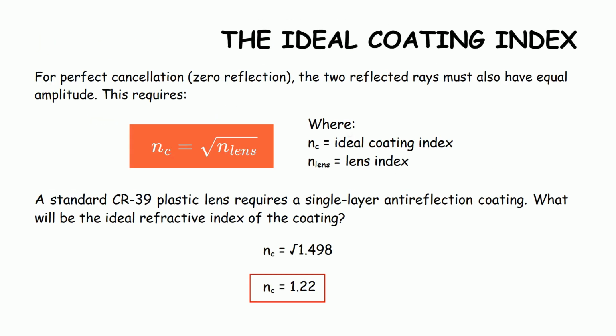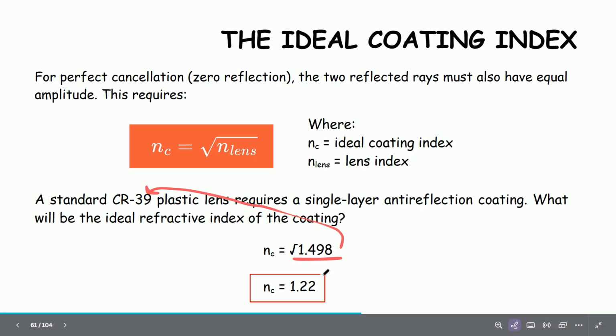And then how do we identify the ideal coating index for perfect cancellation, zero reflection? The two reflected rays must also have equal amplitude. This requires just the square root of the lens index. So our equation is N coating is equal to the square root of N lens. For example, a standard CR39 lens requires a single layer anti-reflection coating. What will be the ideal refractive index of the coating? You will just have to take the square root of the index of refraction of this CR39. So you will get an ideal coating index of 1.22.